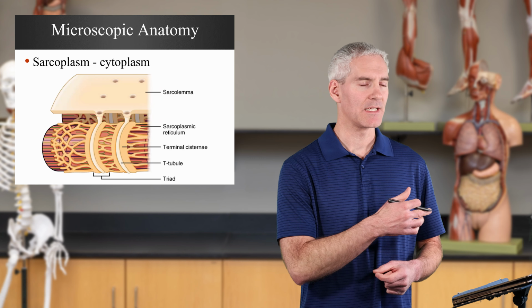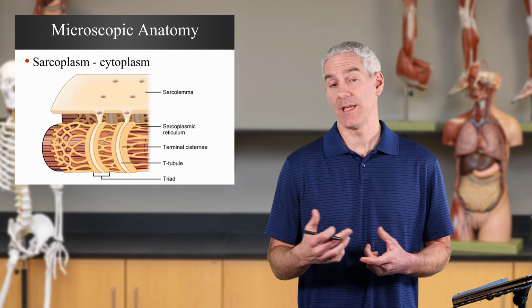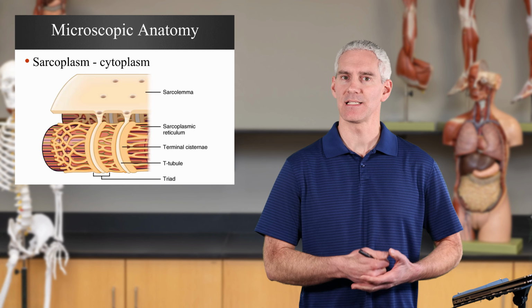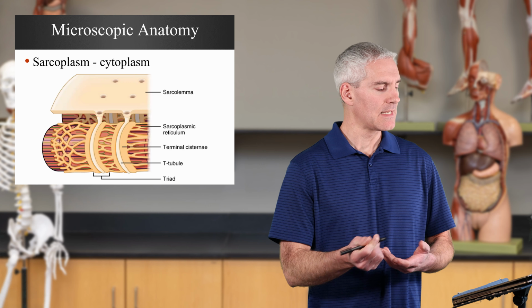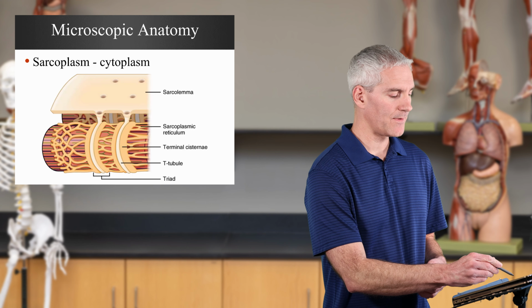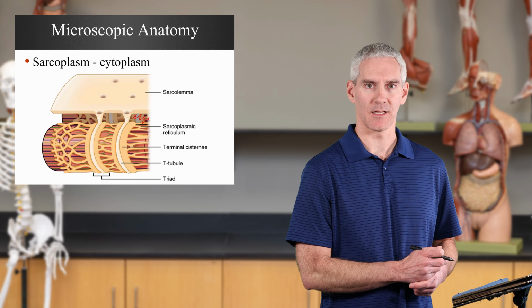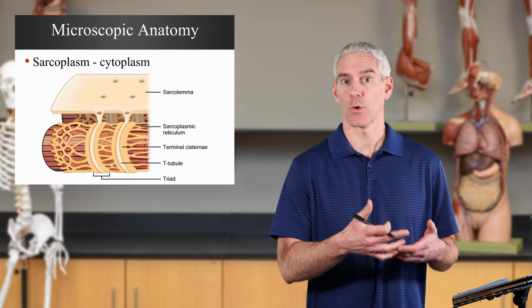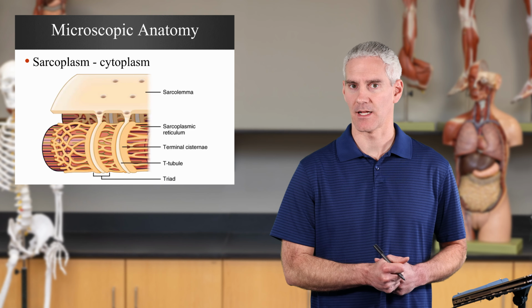We then have the sarcoplasm. Basically, it's cytoplasm with a slight modification to be inside the muscle cells. Now, this sarcoplasm, just like cytoplasm, would fill in the spaces inside the cell. So your sarcoplasm is your cytoplasm, but inside the skeletal muscle.